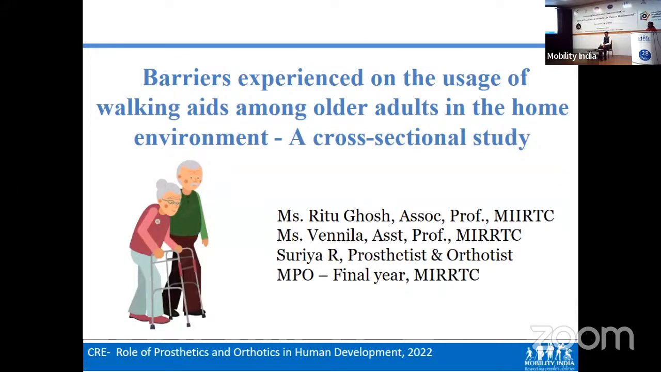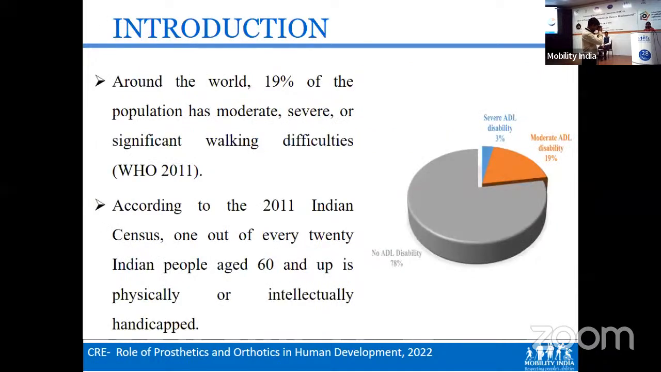My topic is barriers experienced on the usage of walking aids in older adults in the home environment, a cross-sectional study. Introduction. According to the WHO 2011, around the world, there are 90% of the disabled elderly populations globally. According to the 2011 India census, 1 out of every 20 Indian people aged 60 and up is physically or intellectually handicapped.